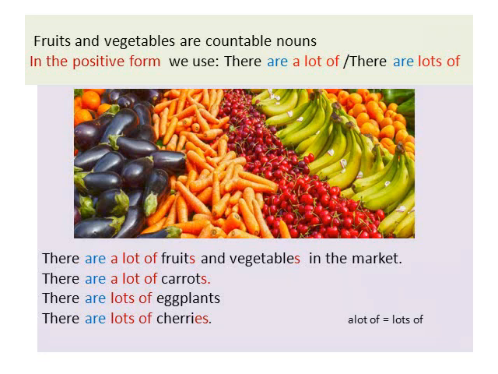In the positive form we use there are a lot of or there are lots of. There are a lot of fruits and vegetables in the market. There are a lot of carrots. There are lots of eggplants. There are lots of cherries. So we say a lot of, a lot of.